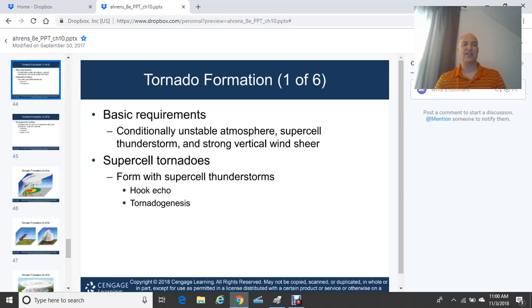Tornado genesis is simply the development of a tornado. Whenever you see a hook echo, that's what they're thinking. Okay, we're about to get a tornado. We better issue a tornado warning now. Okay.